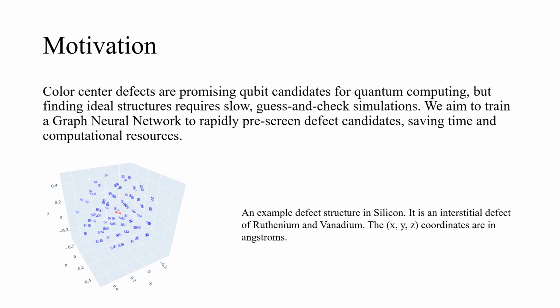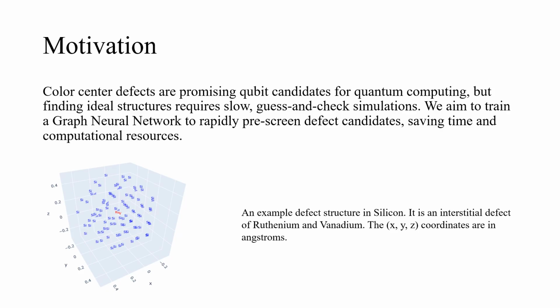can go in and out. And these are really promising candidates to act as qubits in quantum computing. However, to find a color center defect with ideal properties requires really slow guess and check methods. Currently, just to run one simulation requires about 25 hours on the GPU.